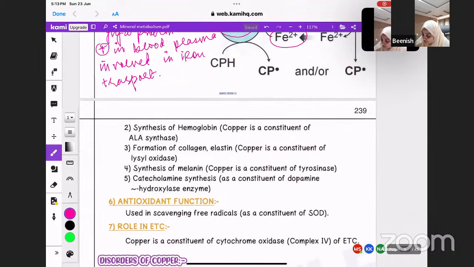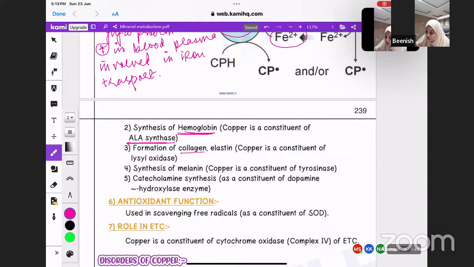Now, in synthesis of hemoglobin, how does copper act? ALA synthase is an important enzyme in heme synthesis. So if ALA synthase is absent or defective because of low levels of copper, what will happen? Ultimately, your heme synthesis will be affected. And if heme synthesis is affected, what will finally be affected? Your hemoglobin levels will be affected.